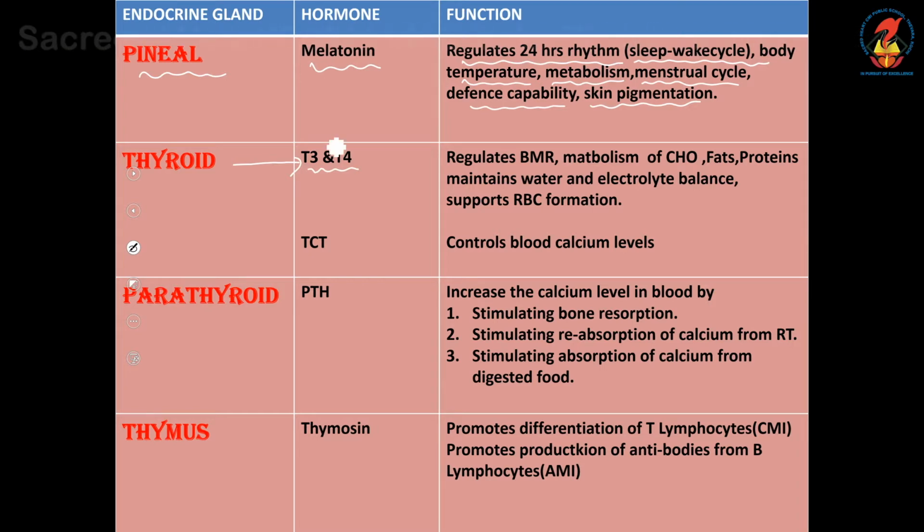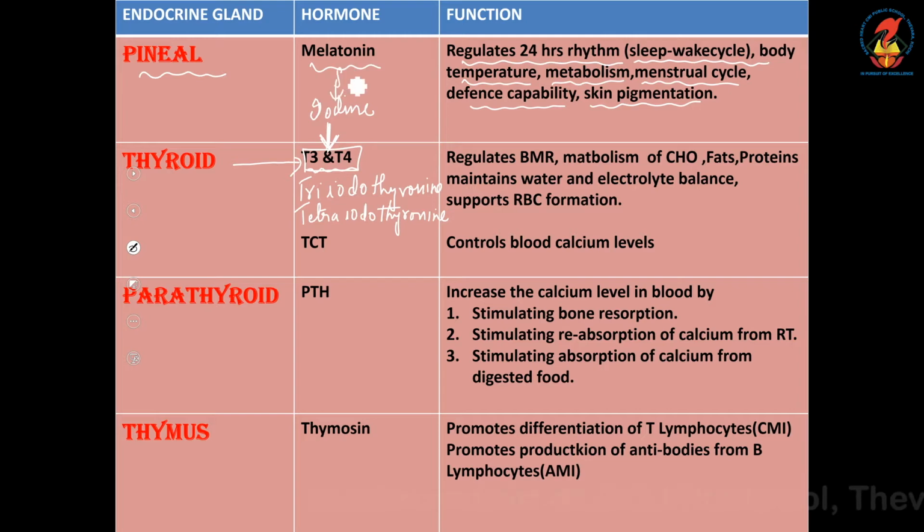Thyroid hormone stimulates two very important hormones. The production of these two hormones mainly depends on iodine in our diet. The name of these hormones: one is triiodothyronin, and the other hormone is tetraiodothyronin.